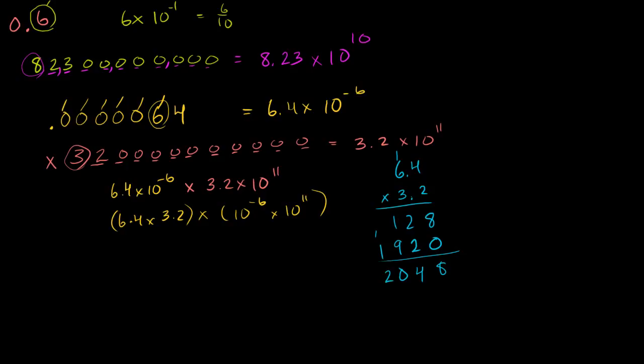Now, we just have to count the numbers behind the decimal point. We have one number there. We have another number there. We have two numbers behind the decimal point. So you count 1, 2. So 6.4 times 3.2 is equal to 20.48. So this is going to be 20.48 times 10 to the, we have the same base here, so we can just add the exponents. So what's minus 6 plus 11? So that's 10 to the 5th power, right?